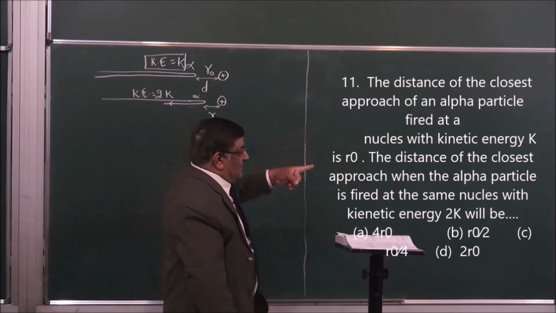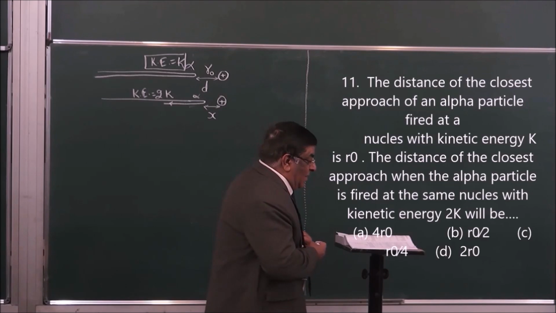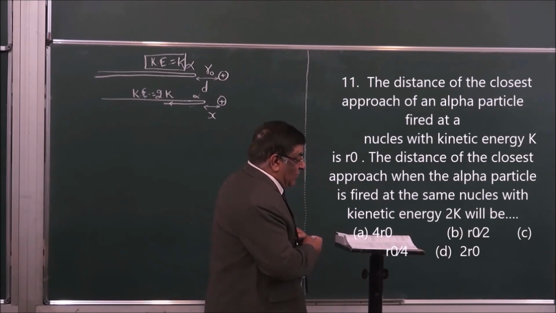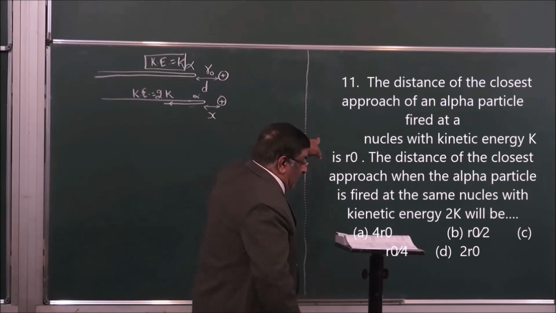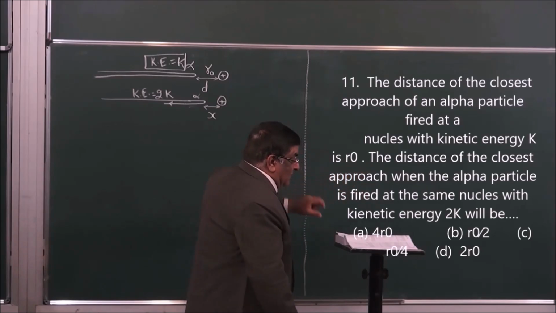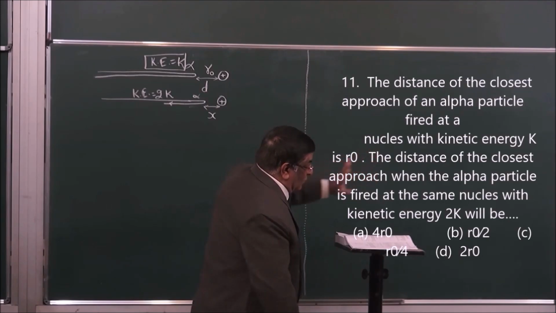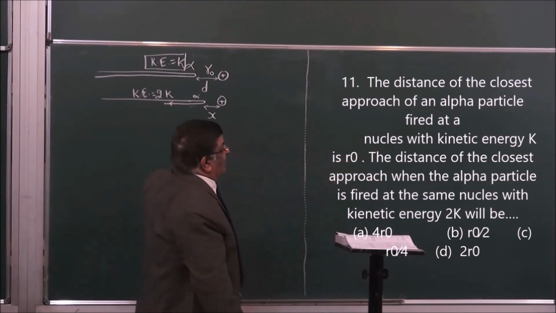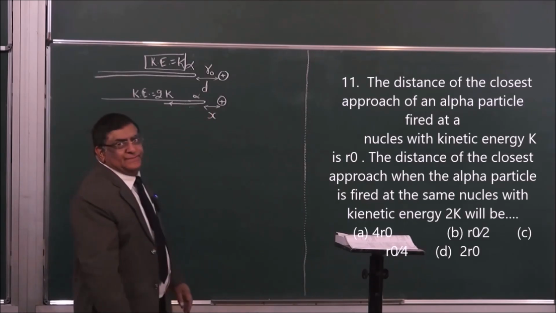And this is our answer. Please see what is written. The particle is fired at the same nucleus with kinetic energy 2k, and the distance of closest approach will be, here are the four options: 4 r0, r0 upon 2, r0 upon 4, 2 r0. We have to find any one of them. So let us find out this x.